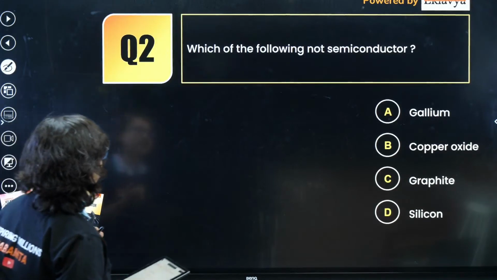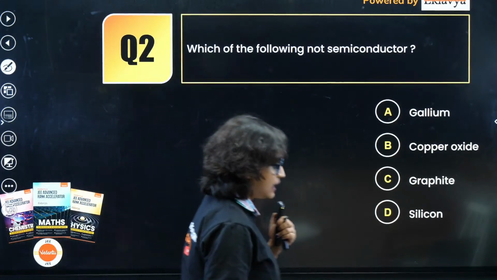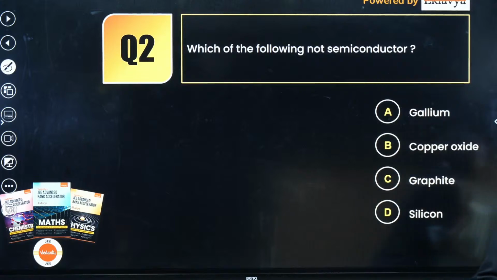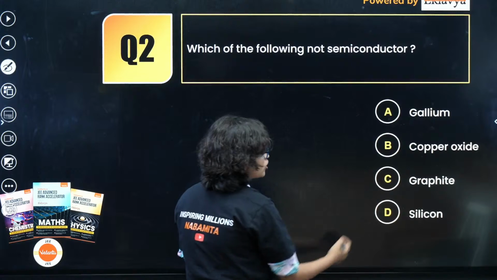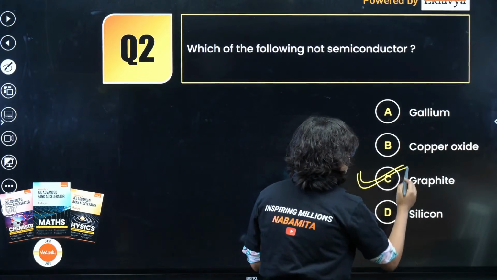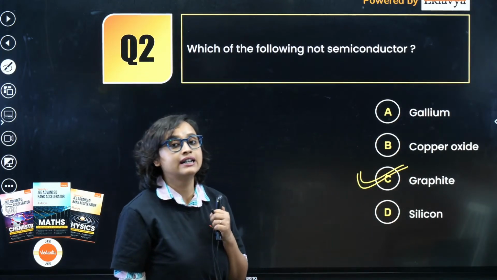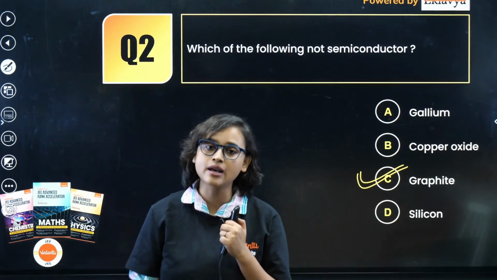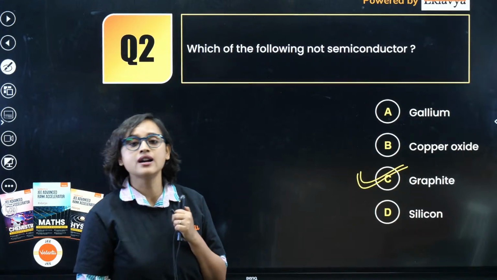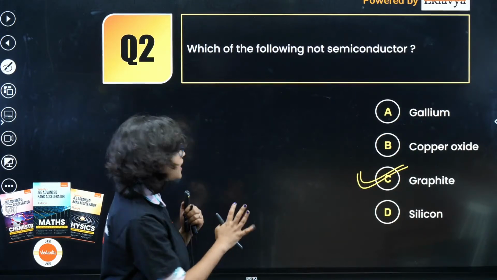The next question is, which of the following is not a semiconductor? We all know that it has to be graphite. Graphite is made up of carbon, and graphite is a good conductor. Graphite is not a semiconductor. Graphite is a rather good conductor. So once again, another +4.